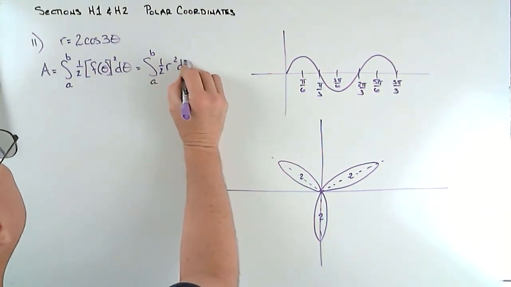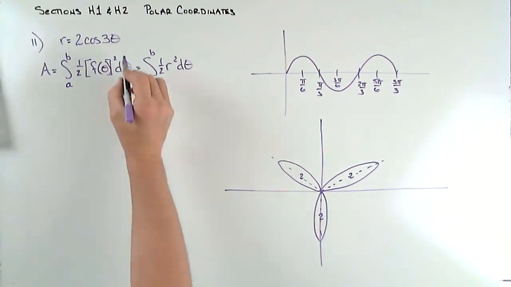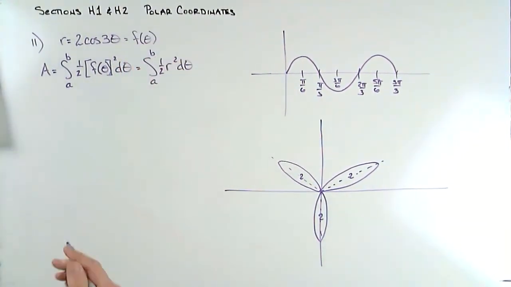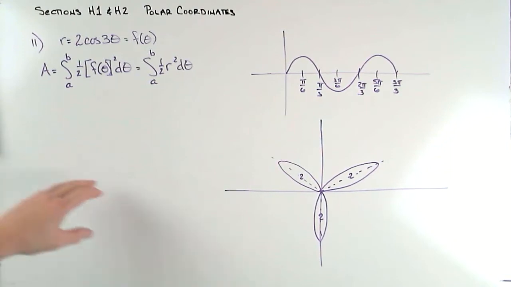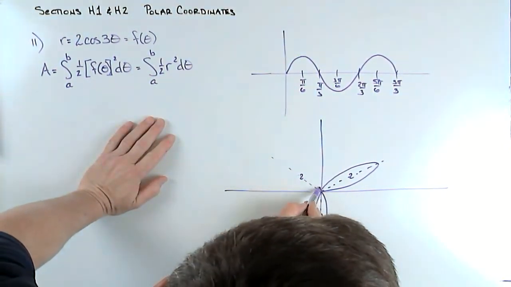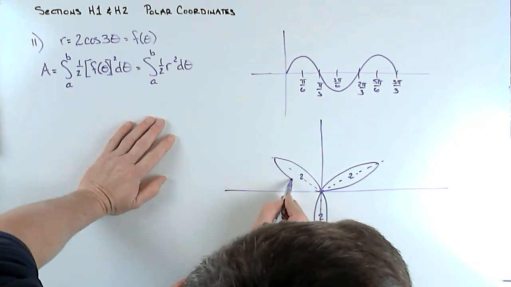R squared d theta. Whichever way, sometimes they might write this function as f of theta instead of r of theta. So from here, we need to take a look at our picture, and then we need to have a conversation with ourselves. We need to think about symmetry and how symmetry can help us. What am I saying? Although my picture is not very well drawn, it doesn't look very symmetric the way it's drawn right now.